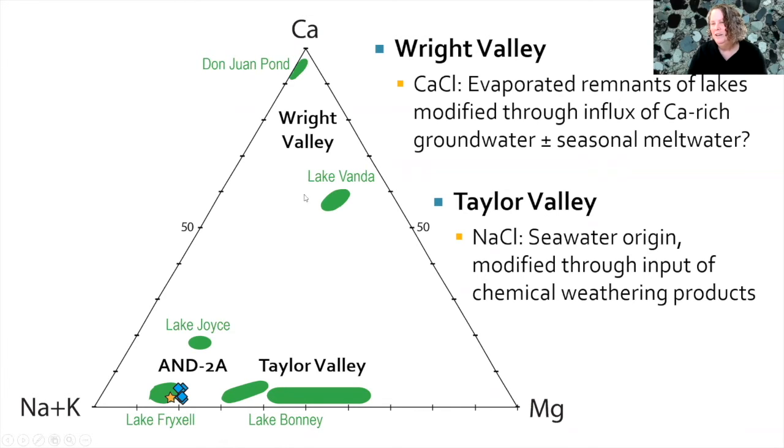That's still quite controversial. In the Taylor Valley, the brines have compositions that are very similar in some ways to what we see in the Andril core. Perhaps they're a little bit more evolved. They're thought to have a seawater origin that's been modified through the input of chemical weathering products and sea spray.